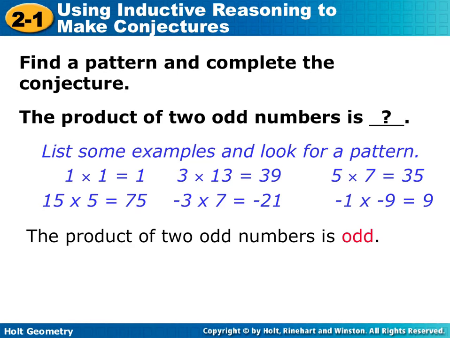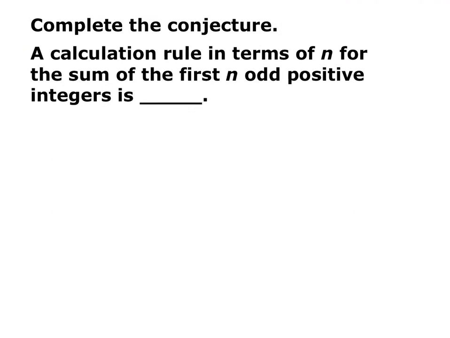Now I did throw in a negative or some negatives in my examples. Because if I didn't have, like this one, I might say that it's always a positive odd number. So you want to describe it as close as possible, but not incorrect.